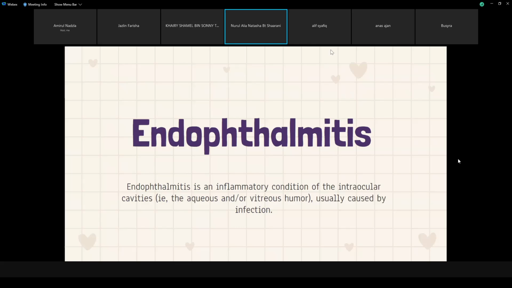So this is the last part, which is endophthalmitis. Endophthalmitis is an inflammatory condition of the intraocular cavities, which include the aqueous and also vitreous humor, and is usually caused by infection. Next slide.